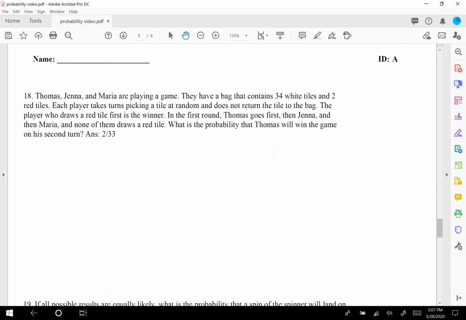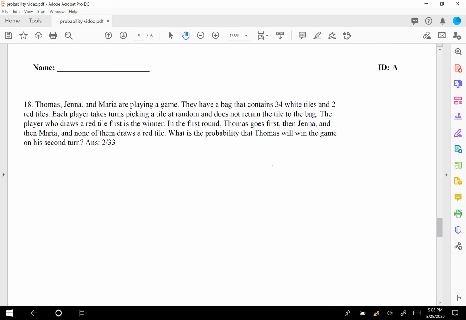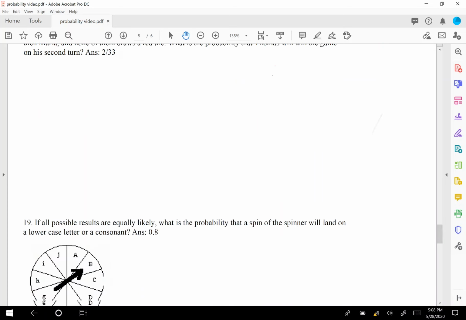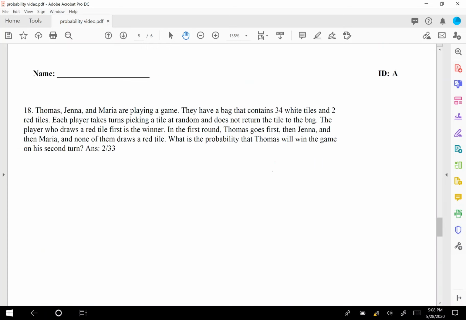Okay, last 2 problems here. These ones are here because they are conditional. Okay, so number 18.